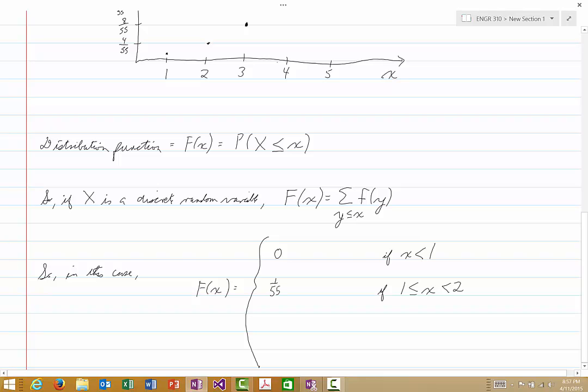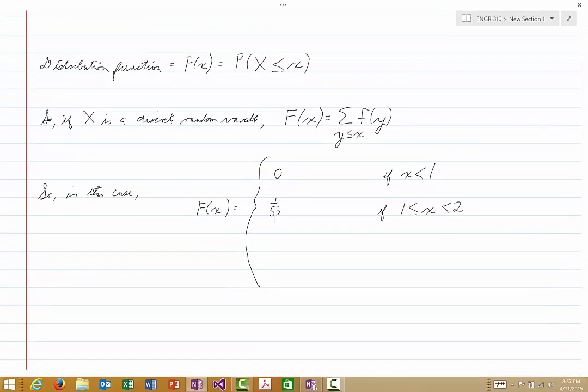That's the probability that the random variable has a value less than or equal to little x if x is in the range greater than or equal to 1 but less than 2.